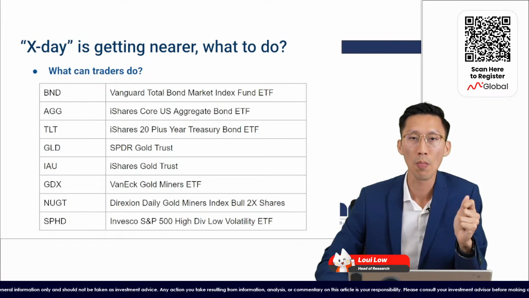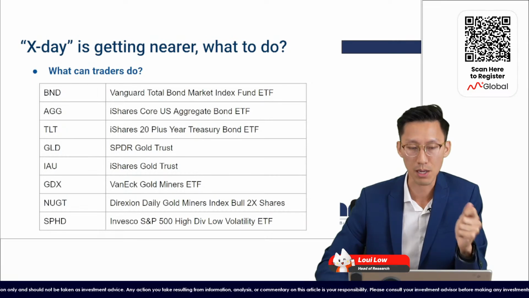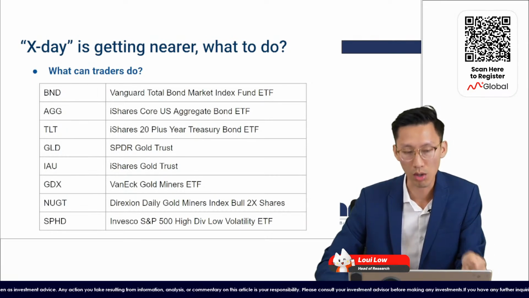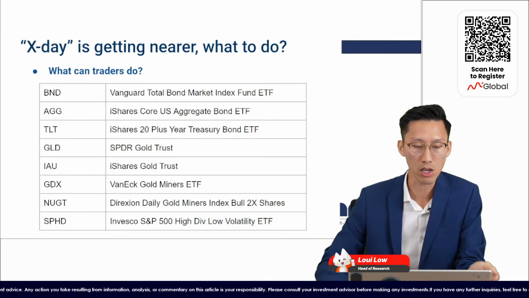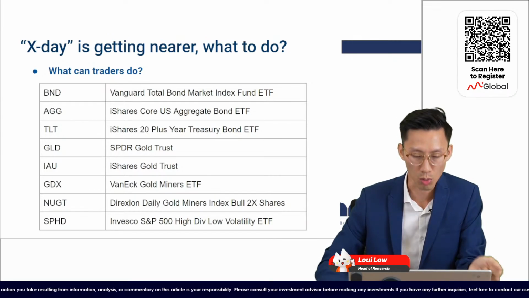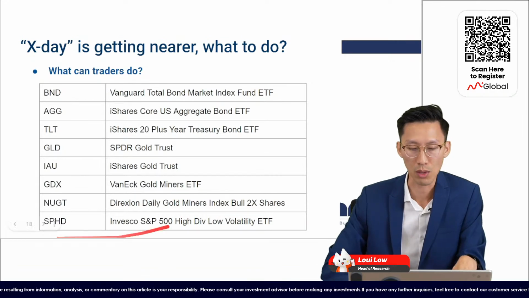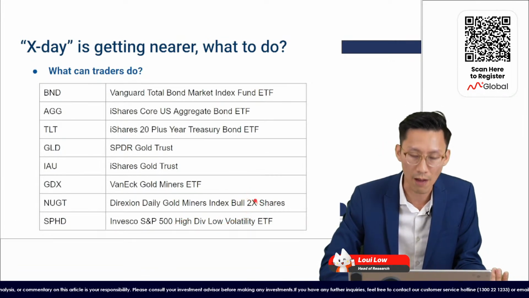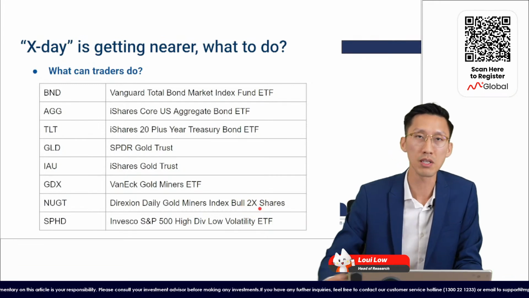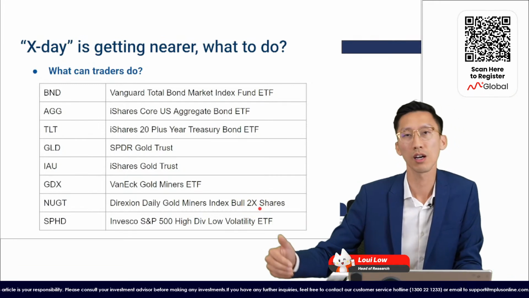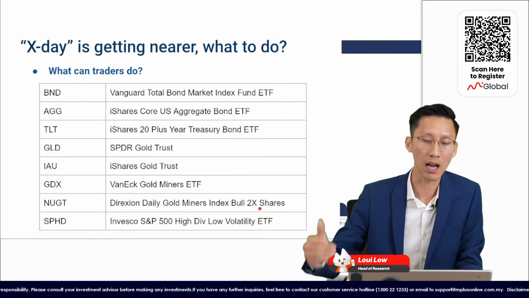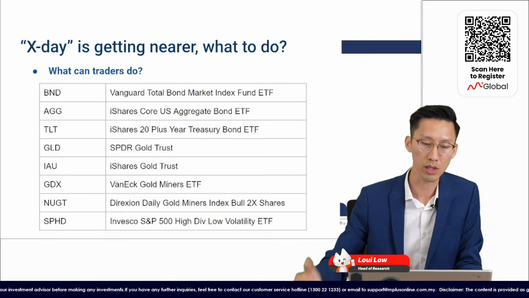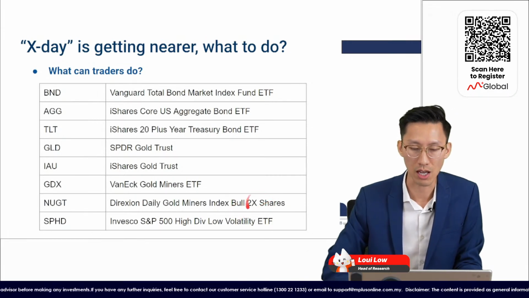So I mentioned BND, AGG, TLT, which are related to bonds, GLD, IAU, GDX, which are related to gold, and NUGT is related to the 2X. What 2X is here is a leveraged ETF. A leveraged ETF tracks a certain underlying, whereby if the underlying goes up by 1%, this will go up by 2%. So this is the whole idea about leveraged ETFs.